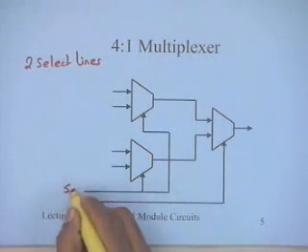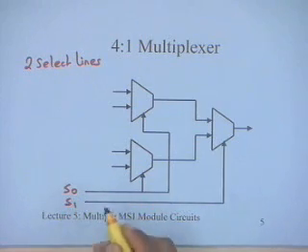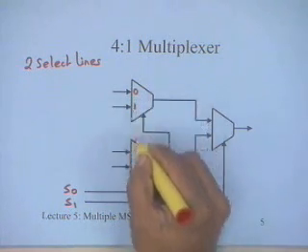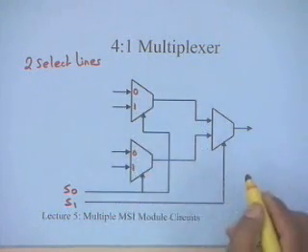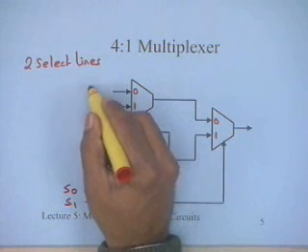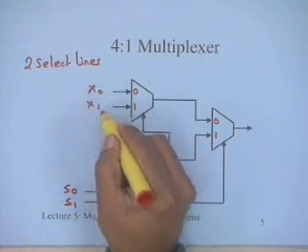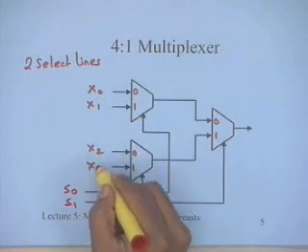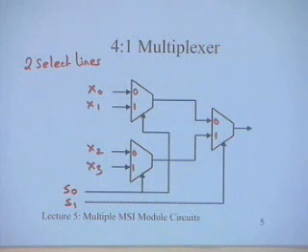So I can have this S0 as a select line, S1 as a select line. This is a 0 input, this is a 1 input, this is a 0 input, this is a 1 input. Again this is a 0 input, this is a 1 input. And I am selecting between 4 inputs, let us say X0, X1, X2, X3. And this is my output Y.